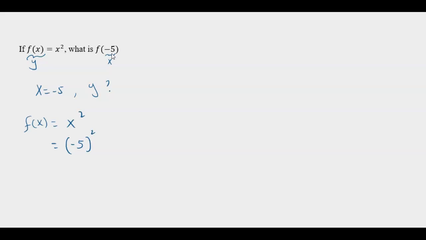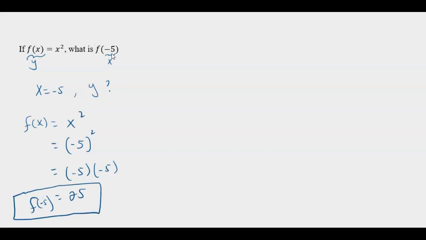So negative 5 squared is like saying negative 5 times negative 5. Okay, so negative times negative is positive, and 5 times 5 is 25. So f of negative 5 is equal to 25.